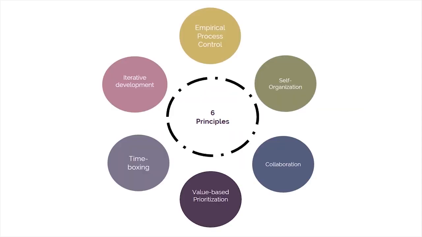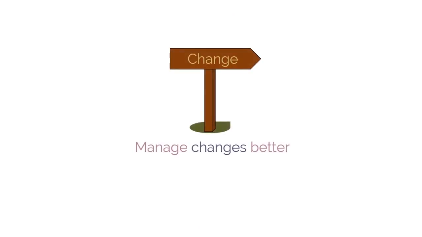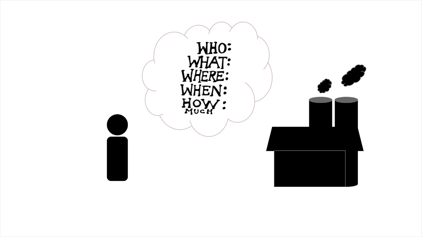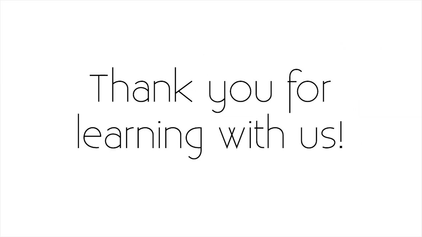And finally, we have iterative development as the 6th principle. This principle defines iterative development and emphasizes how to better manage changes and build projects that satisfy customer needs. It also delineates the product owners' and organization's responsibilities related to iterative development. That covers the 6 Scrum Principles.